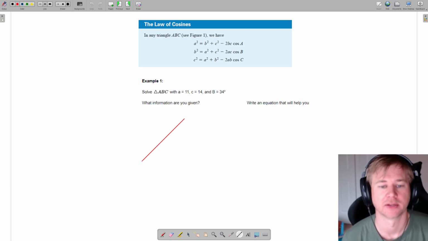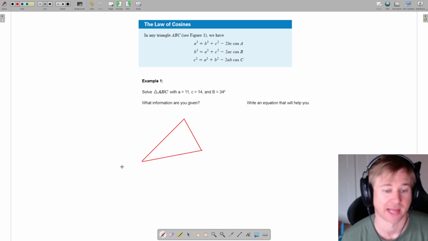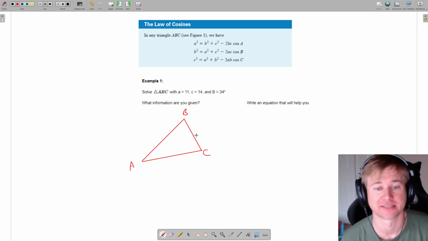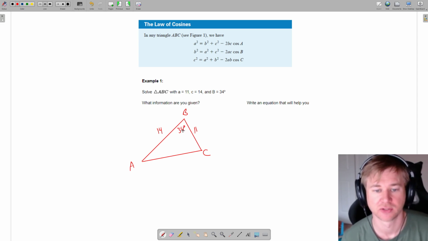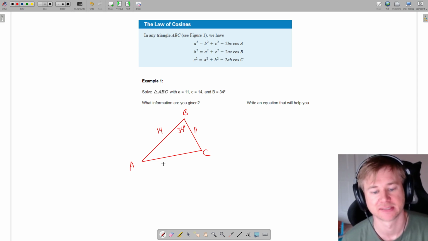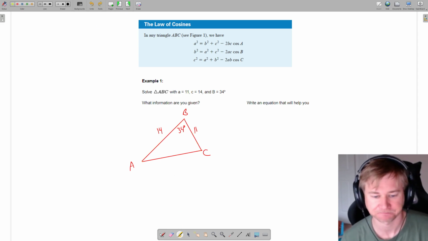I'm going to draw a triangle, and it doesn't have to be to scale. It just has to be not a right triangle. So we'll say A, B, C. Remember, angle A is across from side A, so if they tell me side A is 11, that's 11. Angle C is across from side C, so that's 14, and angle B is 34 degrees. I'm going to use law of cosines because this is a side-angle-side. I have the angle between two sides, so SAS.